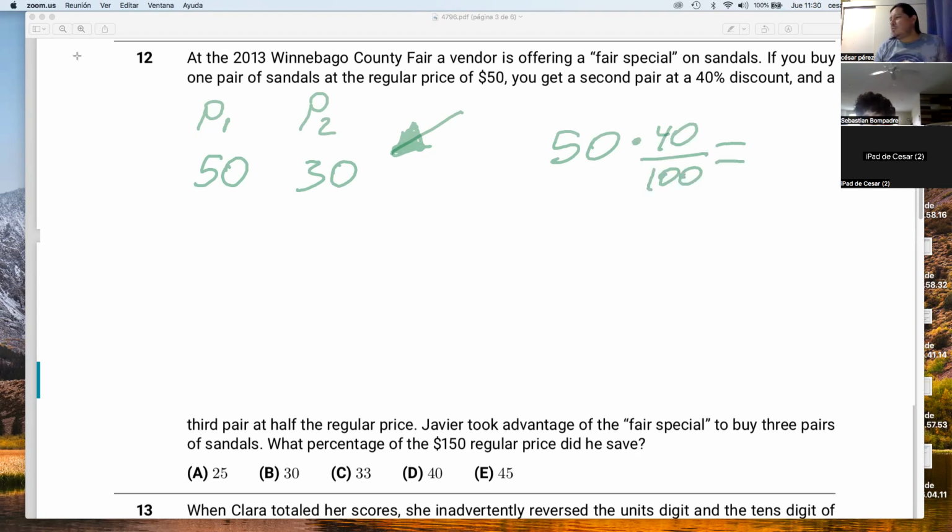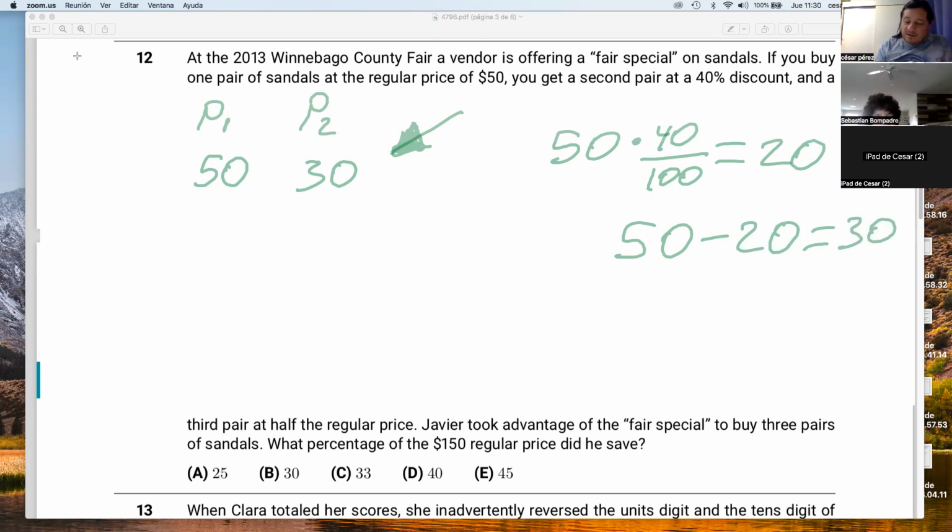We are going to find what is 40% of 50. We will get 20, and we are going to subtract 20 from 50. Okay, we get 30. But it's easier if you are going to have a discount of 40%, you are going to pay 60%. So it's easier if you multiply this.